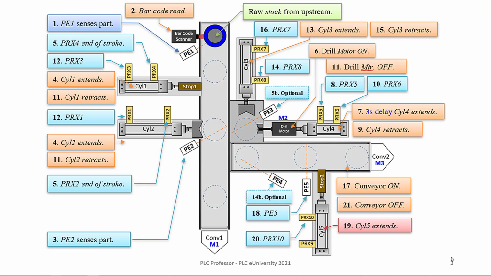Now, cylinder 1 with stop 1 is there for you to use to block any additional raw stock that is coming from upstream if it's too early. If it's arrived too early, you want to stop and hold it there. So cylinder 2 pushes the part in and clamps it into the boring station, and then the drill motor starts up, gets up to speed, and then cylinder 4 extends, pushing the drill bit into the part.